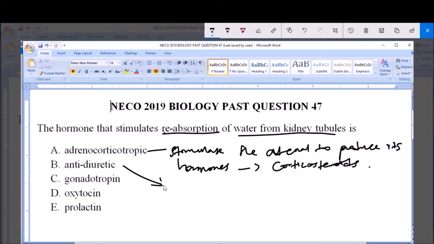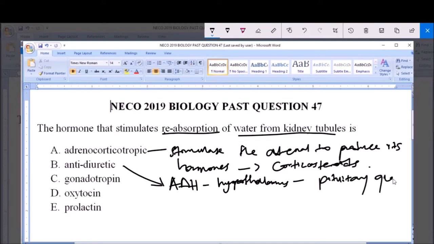Now, option B says antidiuretic hormone. Antidiuretic hormone is also known as ADH. It's actually produced by the hypothalamus, but then the hormone is stored in the pituitary gland, that is the posterior part of the pituitary gland. And this hormone is responsible for the reabsorption of water from kidney tubules. From the name antidiuretic, you will know that that is the function of this hormone. Reabsorption of water from kidney tubules.